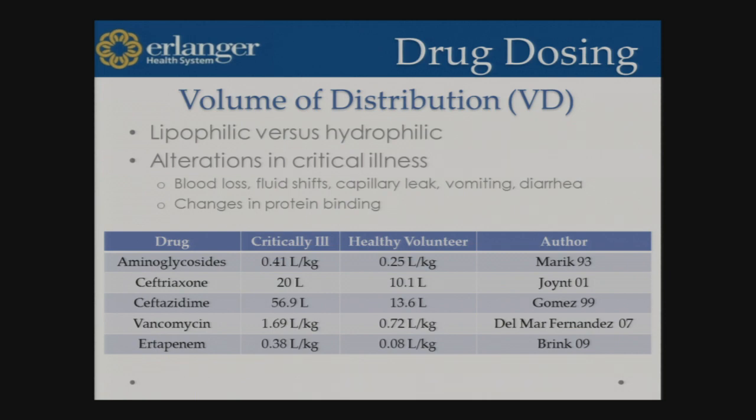We do have to keep in mind that there are obviously big alterations with patients that are critically ill, things like blood loss and fluid shifts, vomiting and diarrhea, that's pretty consistent, and changes in protein binding in these patients can also affect the volume of distribution. Drugs that are lipophilic, fluoroquinolones, digoxin, linezolid, are more tissue-based drugs, and hydrophilic drugs, things like aminoglycosides and beta-lactams, don't typically have as high of a volume of distribution and are more readily cleared.